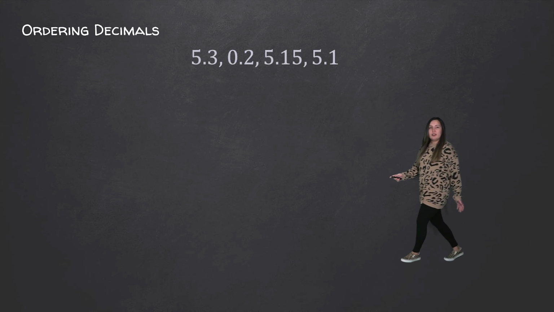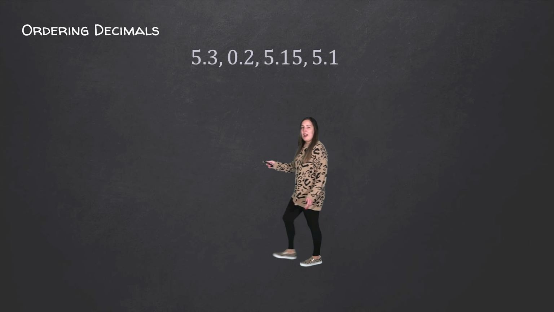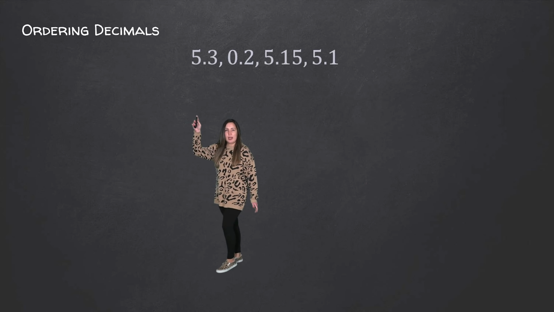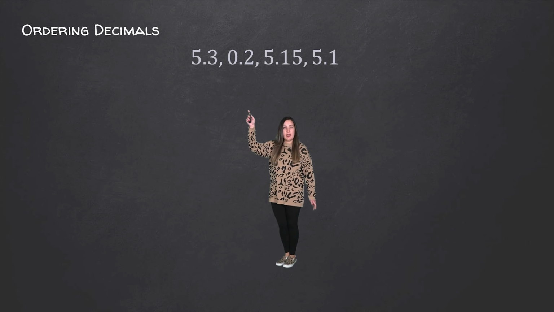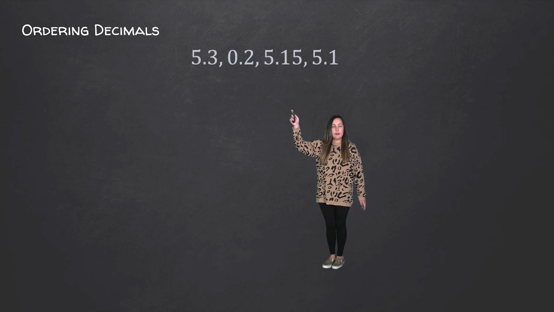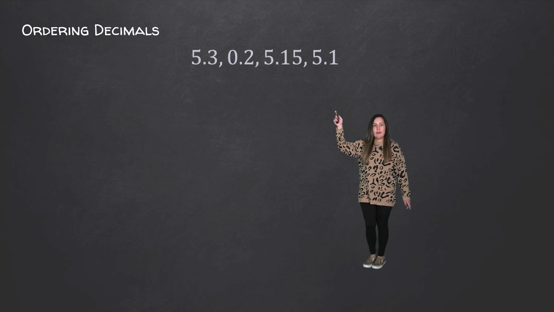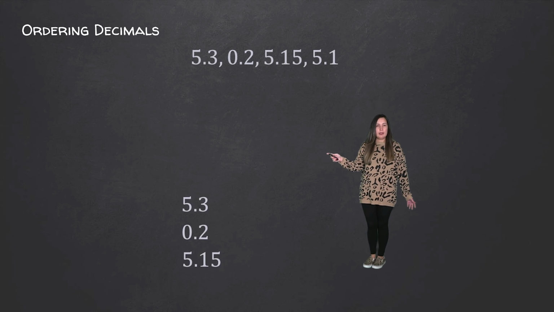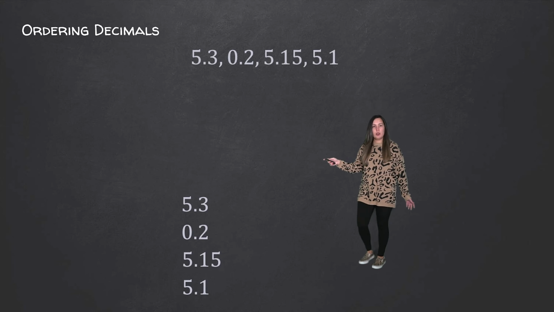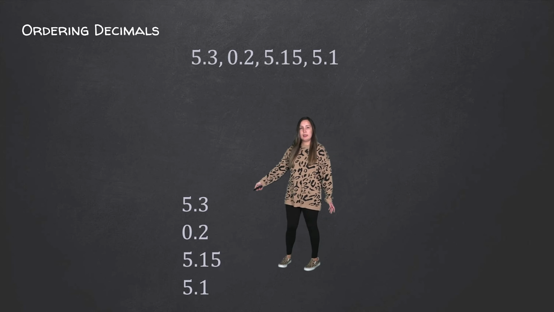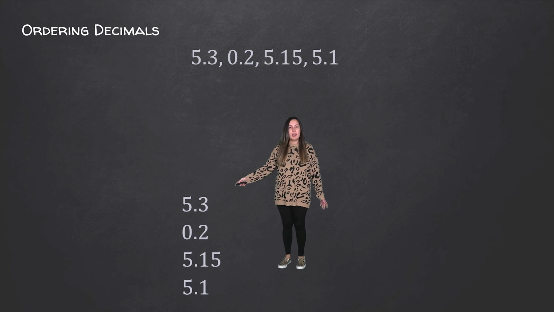So here we have another example. And here we have 5 and 3 tenths. We have 2 tenths. We have 5 and 15 hundredths, and we have 5 and 1 tenth. So we're going to line them up by place value. So the decimal points automatically get lined up once we do that. And then we're going to label.